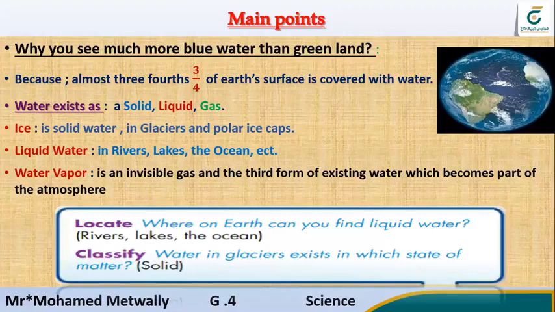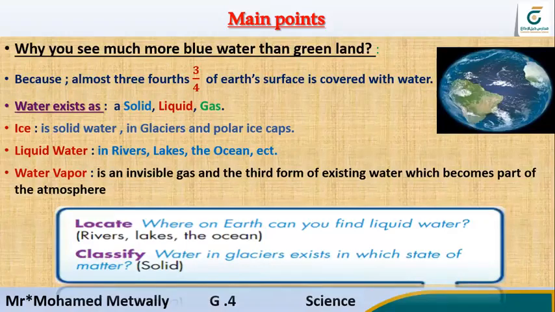Here are two questions: locate and classify. The first one is locate. Where on Earth can you find liquid water? Excellent, of course: rivers, lakes, oceans, seas, ponds, and so on. The second one is: water in glaciers exists in which state of matter? Yes, of course, you can.